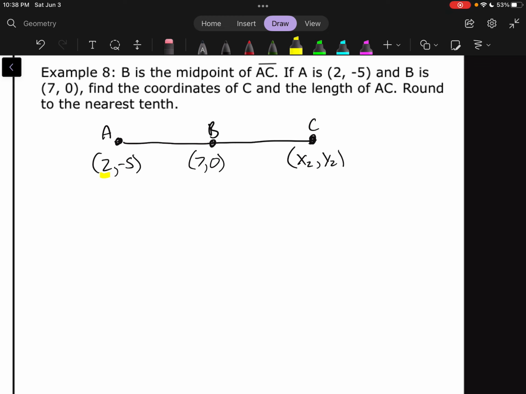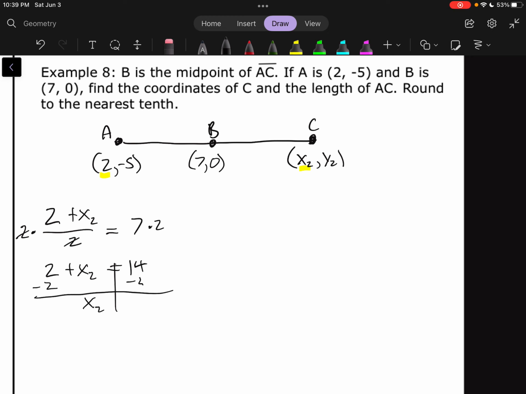And remember, to find the midpoint, we are supposed to do x1 plus x2 all over 2. And we know that that should give me 7. So let me multiply both sides by 2 to get rid of the 2. 2 plus x2 equals 14. Minus 2 gives me x2 to be 12. Okay, so we handled the x's.